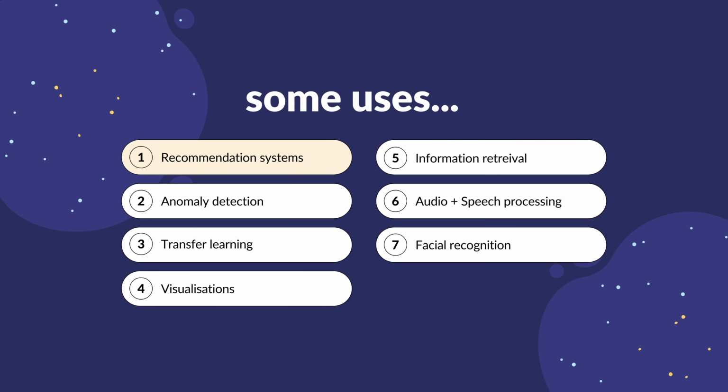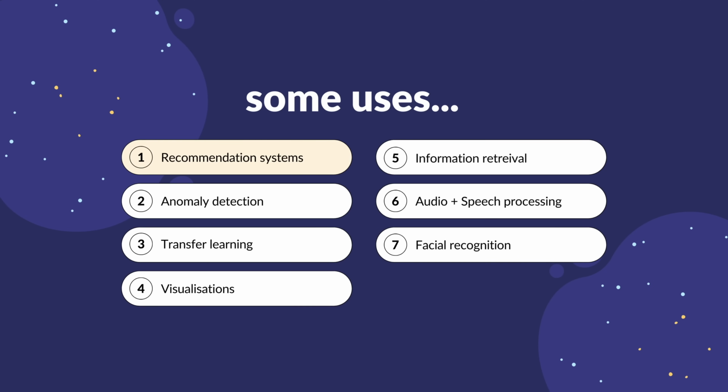We have recommendation systems. Embeddings can be used to represent users and items like movies, books, or products. The similarity between user and item embeddings can help in making personalized recommendations. We also have anomaly detection. If you can represent data as vectors, you can measure instances or similarities to detect outliers or anomalies in data.